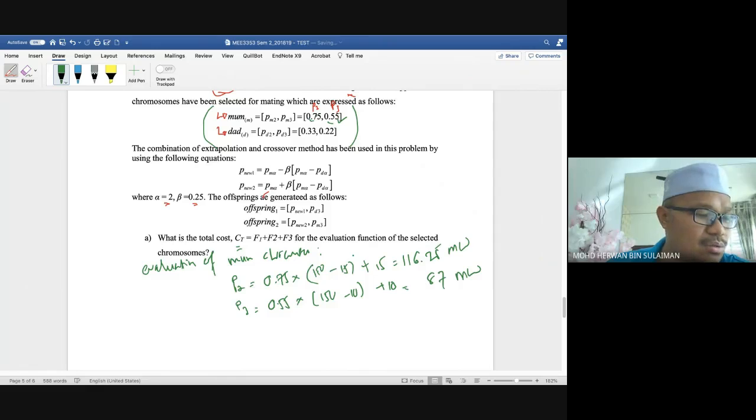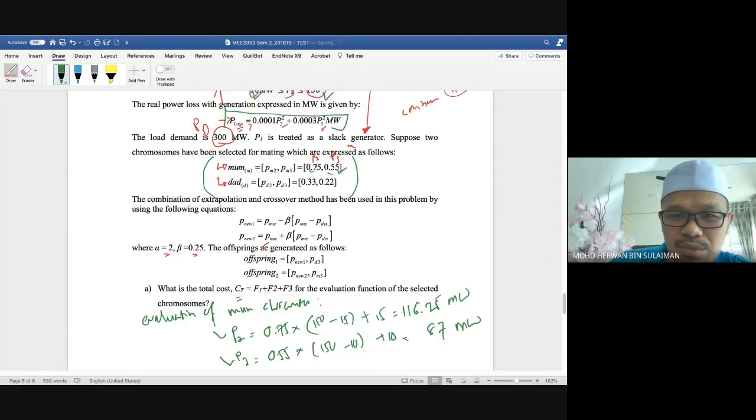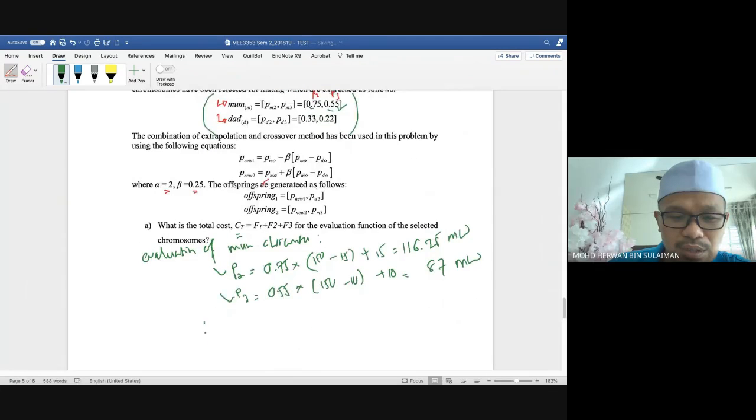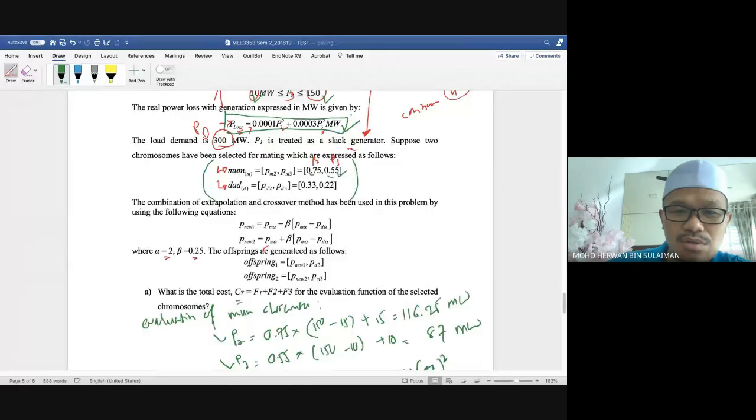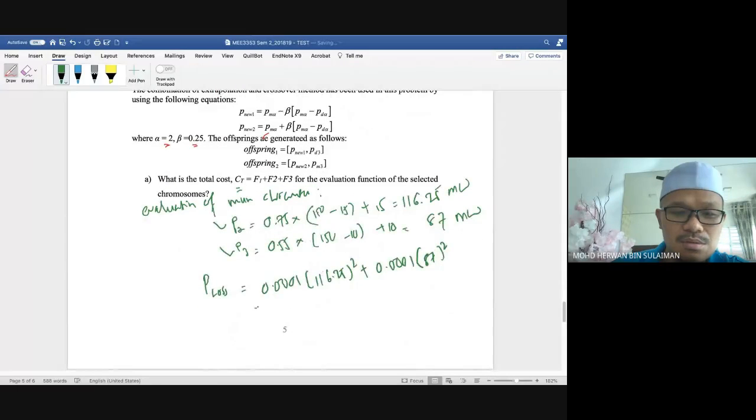Once you get this, you can get your P loss, because these two must be included in your loss cost function here. P1, P2 and P3. So you can calculate your P loss equals 0.0001 times 116.25 squared plus 0.000187 squared. Okay, this is the simple equation for the loss. So you can get your loss. Okay, you can verify the answer. Your loss is about 3.6221 megawatts. You need to calculate until 4 decimal points.